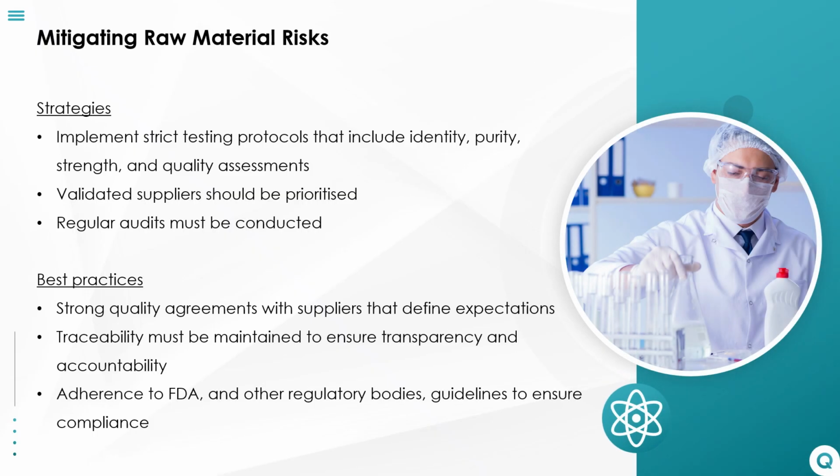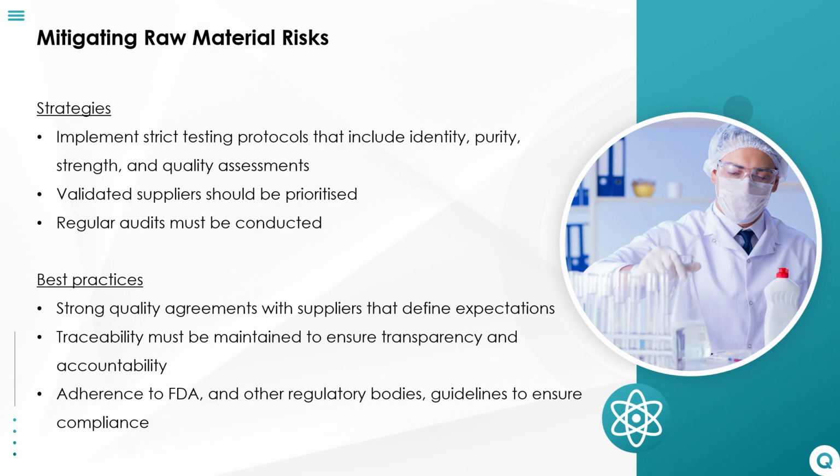Some of the strategies that can be employed: 1. Establish rigorous protocols for testing the identity, purity, strength, and quality of raw materials to meet pharmacopoeia and regulatory standards. 2. Work with suppliers who are thoroughly qualified and consistently adhere to quality standards to reduce the risk of receiving non-compliant material. 3. Perform periodic audits of suppliers to ensure ongoing compliance and quality requirements and maintain supply chain integrity.